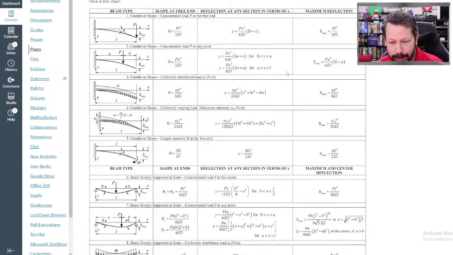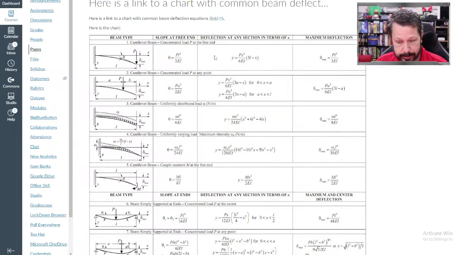But it is possible that the equation, for instance, for this cantilever beam with a point load might be in a different form than the one on the exam reference. They're the same equation, just in different forms, possibly. I did not check.